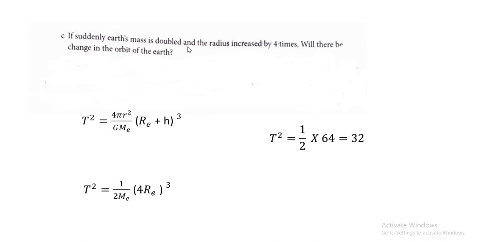Earth's mass is doubled, so here it is. The other terms are constant, so we just remove it. And 1 by 2 into M_e, 4 into R_e. Earth's radius is 4 times increased. So substitute. Then what is the answer? T squared is equal to 1 by 2 into 4 cube, it is 64. Simplify this equation, then you will get T squared is equal to 32 times that of the original T squared, and the orbital period is changing by 32 times.